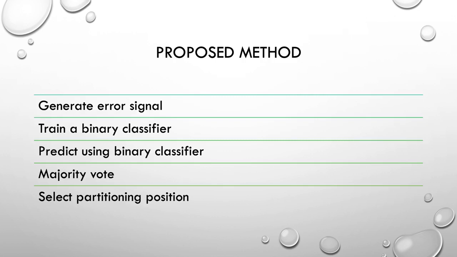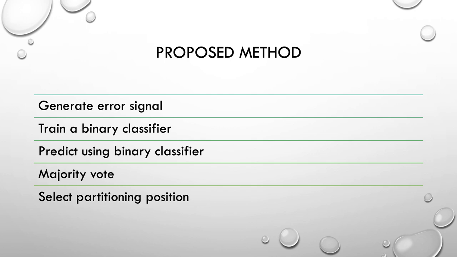Here we are proposing WS2, including 5 major steps. At first, we generate an error signal, which is the core part of the OWS algorithm. Then we generate samples of error signal segments that are labeled by an expert. Using the generated samples, we train a binary classifier to predict if an error signal segment includes a partitioning position or not.